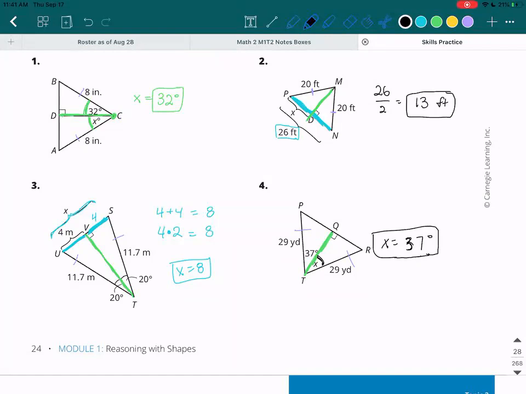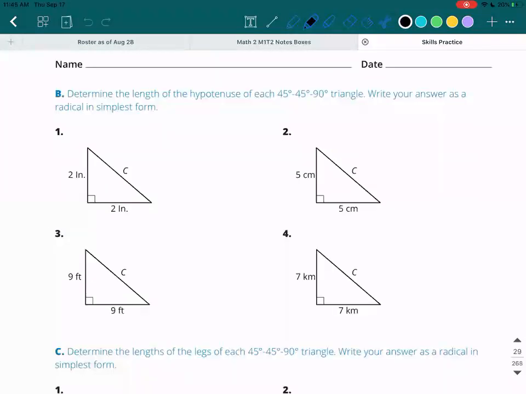All right, so now we're on to section B, and the instructions say, determine the length of the hypotenuse of each 45, 45, 90 triangle. Write your answer as a radical in the simplest form. You guys are gonna love how simple this is. Let me show you how the equation is on the notes. Where is the 45? Over here, okay. So we're looking for the hypotenuse, and so the equation's right over here.